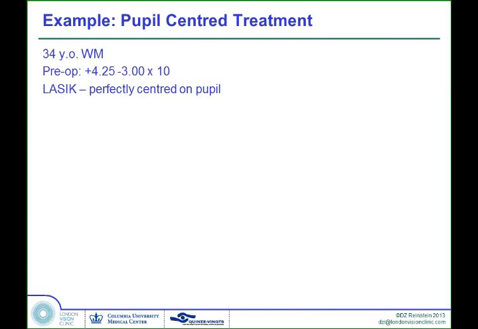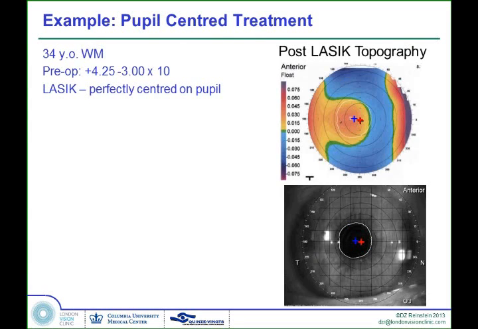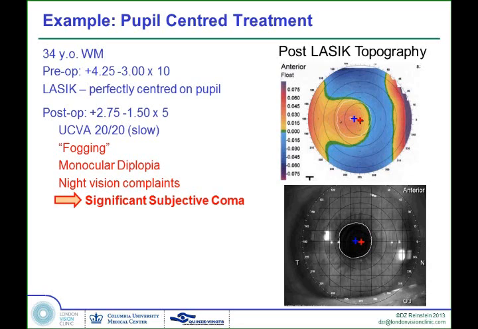If we consider this example, it's a patient who was treated for hyperopic LASIK, plus 4.25 minus 3. The LASIK was perfectly centered on the pupil. If you look at the topography, you can see that it's quite well centered on the entrance pupil center, but it's obviously decentered with reference to the corneal vertex. Post-operatively, the patient was left with hyperopic astigmatism, and he was complaining of fogging, monocular diplopia, night vision complaints, and all the light going to one side, which is what we call significant subjective coma.